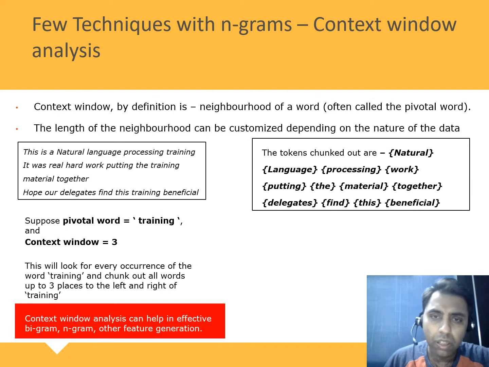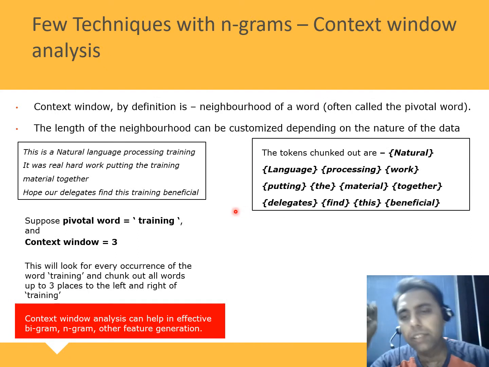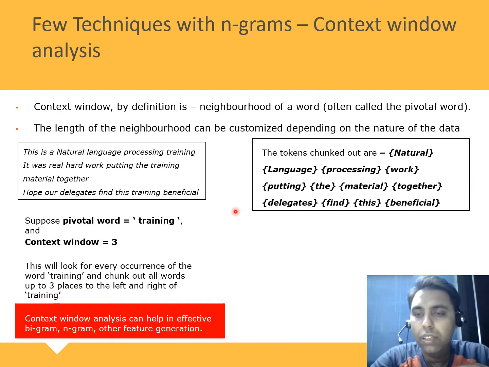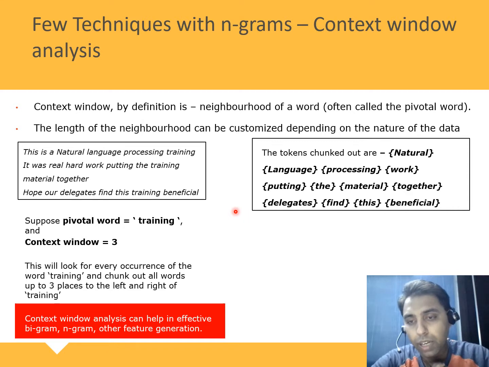So moving on, there's another approach that is frequently followed in determining what kind of bigrams or n-grams, phrases, can be important, and that is called context window analysis. Before going into how it helps in bigram selection, let us understand what context window analysis is. It's very intuitive and very straightforward.